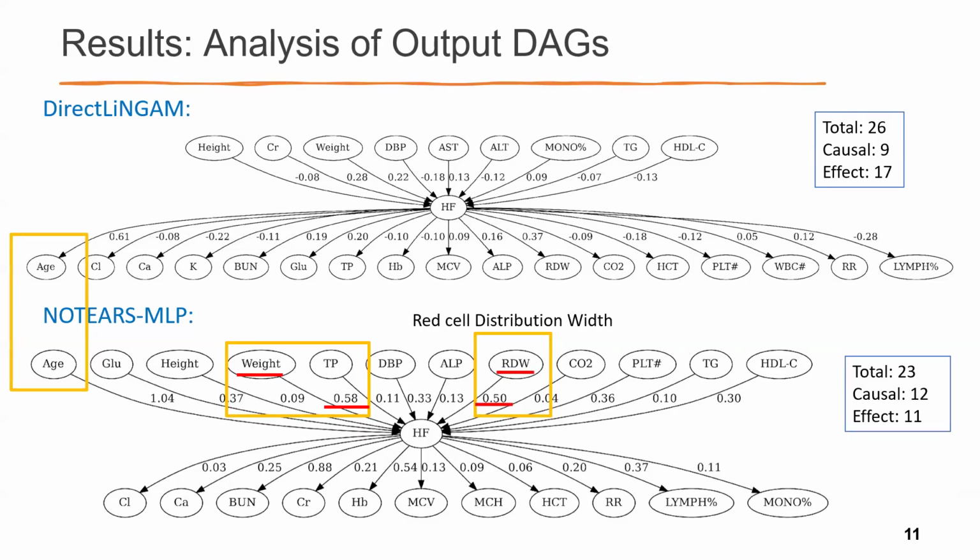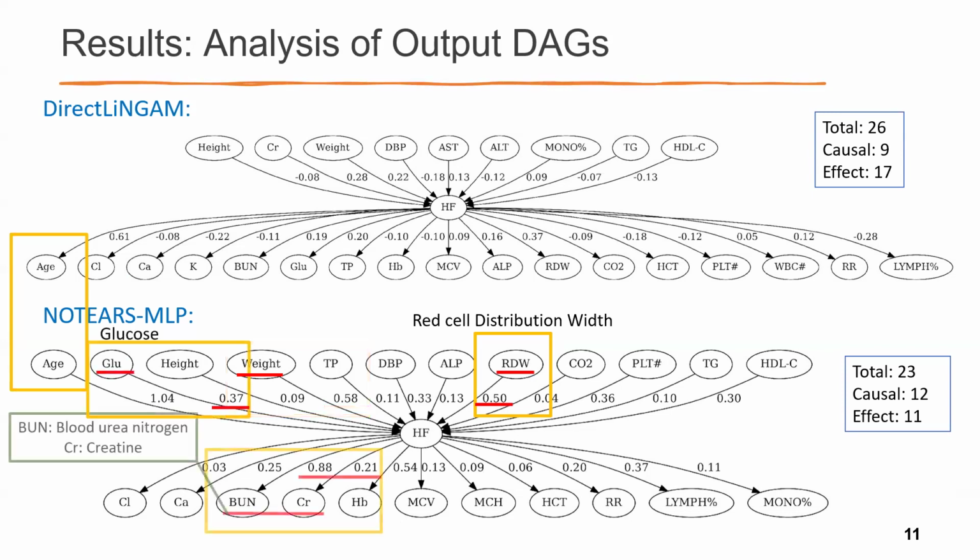Also, red cell distribution width and glucose are important causal features for heart failure. Now for the effect side, with heart failure, the blood urea nitrogen, creatinine, and hemoglobin will have the highest chance to be changed by heart failure.